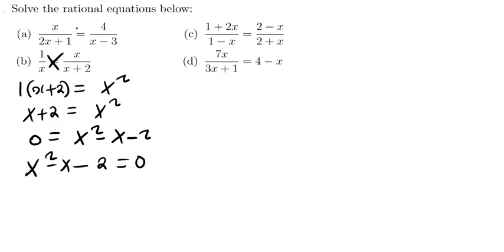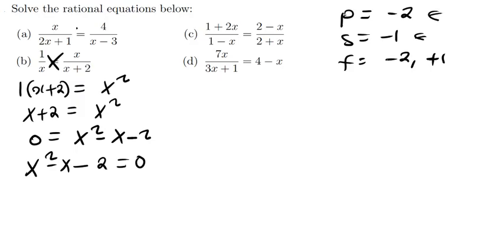At this point, let's try product and sum. The product is negative 2. The sum is negative 1. What are the factors? I believe the factors are negative 2 and positive 1. Why am I saying this? Negative 2 plus 1 is negative 1, which is the sum. Negative 2 times positive 1, that is negative 2, which is the product.